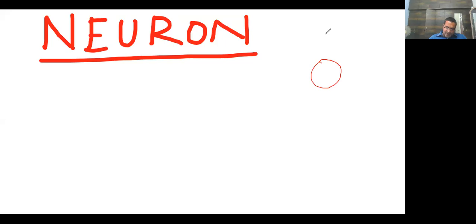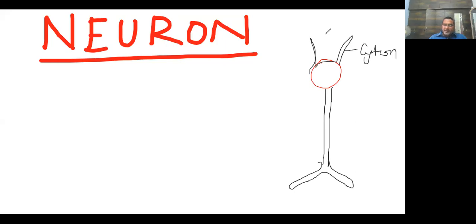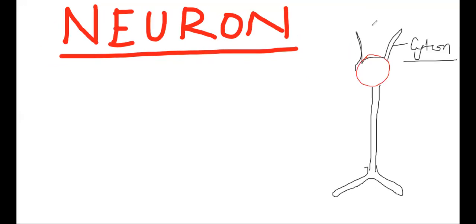Cyton, dendrites and axon. Cyton, dendrites and axon. Okay, so let me label them. This is cyton. There are so many other names also: cyton, centron, soma, perikaryon. Likewise, cell body, we use it to say. We used earlier in the sympathetic nervous system more times as cell body, isn't it? So cyton or centron or cell body.